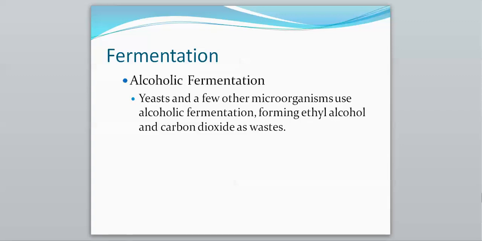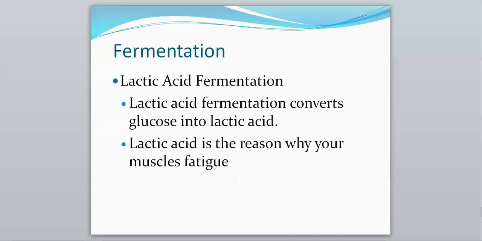So the first one, yeast and a few other microorganisms use alcoholic fermentation, forming ethyl alcohol and carbon dioxide as waste. So if you guys did not know, yeast is huge in the production of alcohol in the wine industry and in the beer industry as well. And yeast is like a fungi, so it's related to the mushrooms. And so they use this process to help break down different materials, and they form ethyl alcohol and carbon dioxide as waste. So that is our first type, alcoholic fermentation.